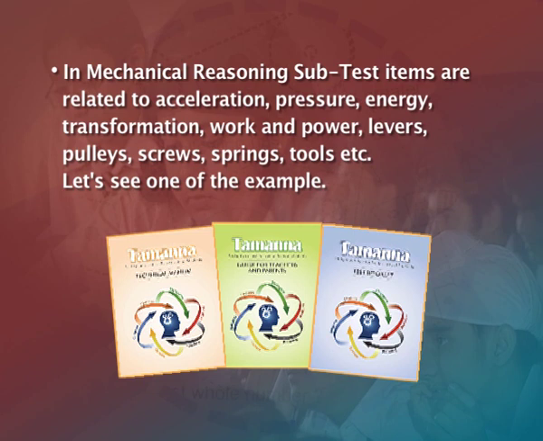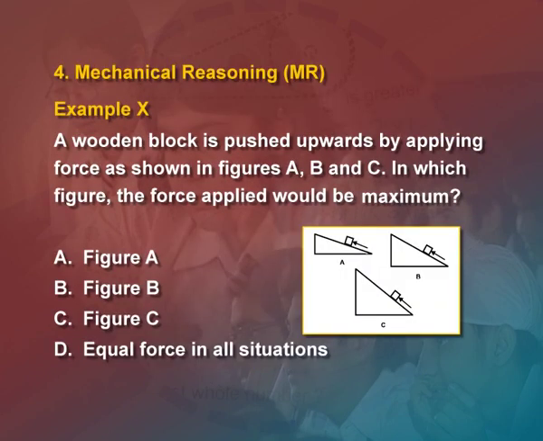Let us see one of the examples. As you can see, mechanical reasoning. Example X: a wooden block is pushed upwards by applying force as shown in figures A, B and C. In which figure would the force needed to be applied be maximum? The student has to select out of four options which one is the correct one: figure A, figure B, figure C, or equal force in all the situations.